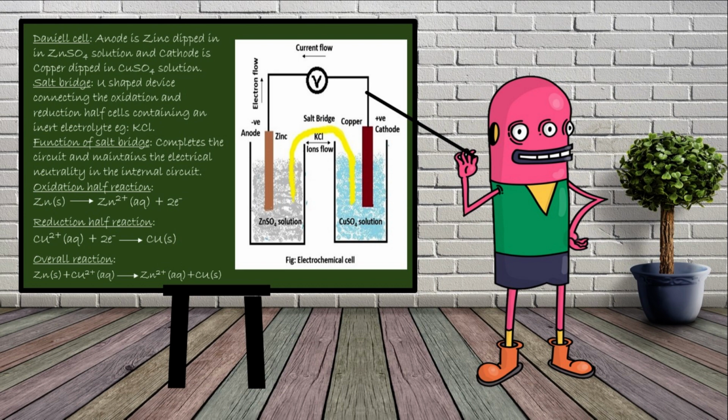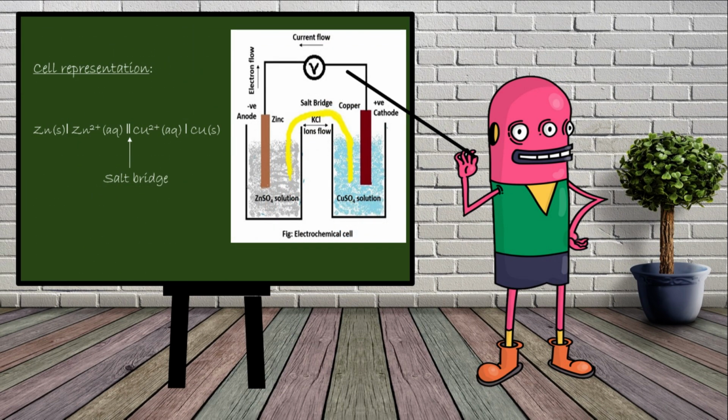Now, the oxidation half reaction is, zinc solid converts to zinc 2+ ion plus 2 electrons. The reduction half reaction is copper 2+ ion plus 2 electrons converting to copper solid. Therefore, the overall reaction, which is simply the addition of the oxidation and the reduction half reactions, is zinc solid plus copper 2+ ion giving zinc 2+ ion plus copper solid. The Daniell cell representation is shown here. The parallel line represents the salt bridge. On the left side of the salt bridge denotes the oxidation half, and on its right side is the reduction half.